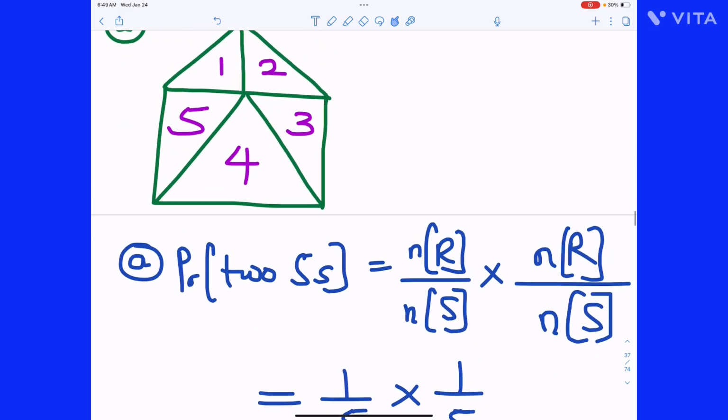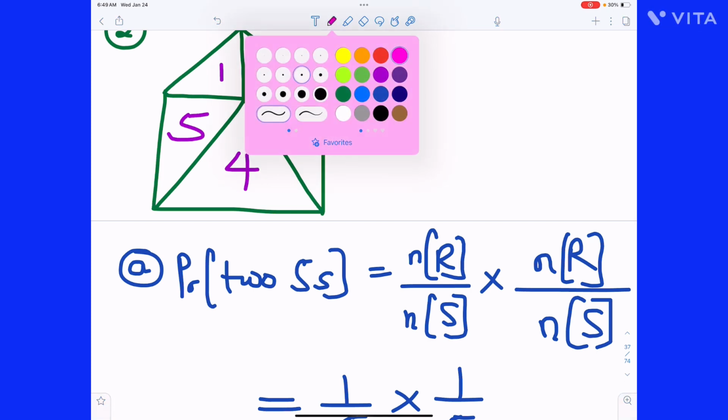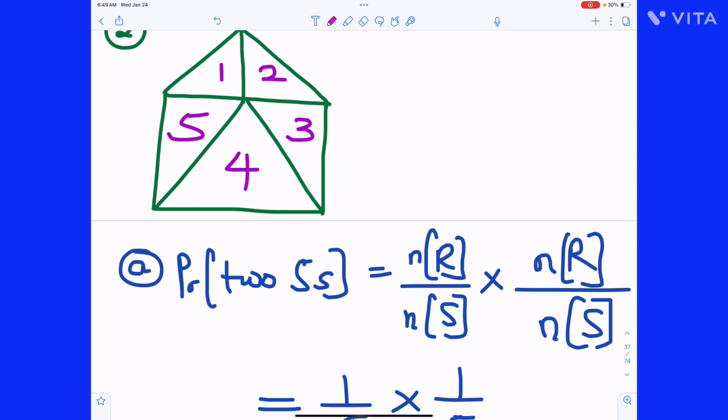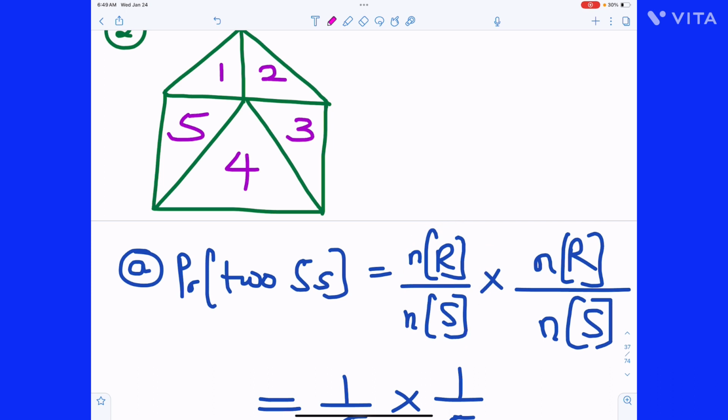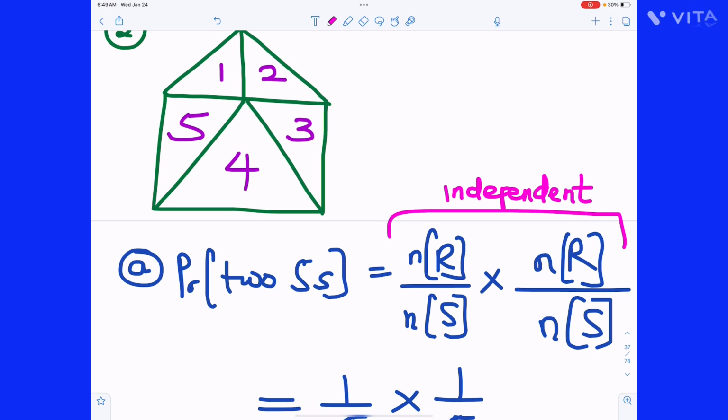So the probability of getting 2 5s will be the probability of getting 5 in the first spin and 5 in the second spin. We work that together because these are independent events. What you get in one spin does not depend on or affect what you get in the second spin. The first spin is independent of the second spin. So we use multiplication.